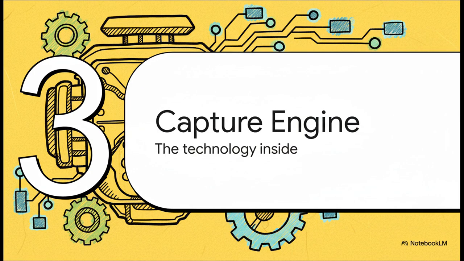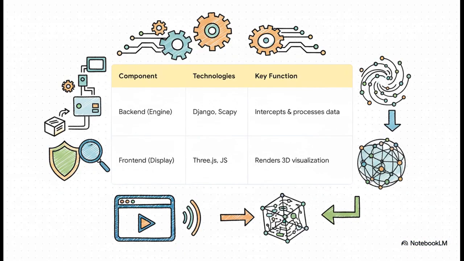All right, time to pop the hood and look inside the capture engine. This is where we get into the really cool tech that powers this whole thing. This is where the magic happens. So a tool like this has two main parts. You've got the back end, that's the engine. It's built with powerful stuff like Django and this super important Python library called Scapy, which is just perfect for dissecting network packets. And then you have the front end.